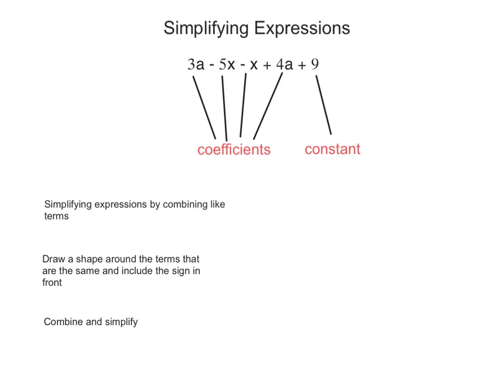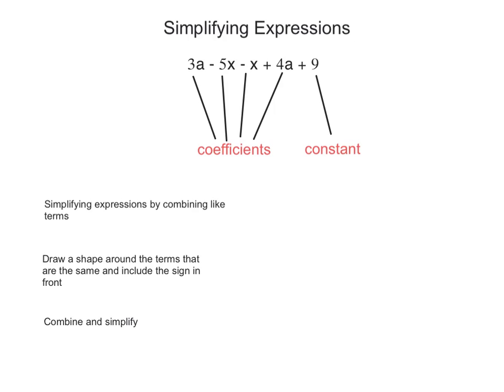Simplifying expressions. Let's take a look at this expression noted here: 3a minus 5x minus x plus 4a plus 9. We have coefficients and we have a constant. The coefficients are the numbers that are adjacent to the variables. So what that shows is the number of those variables.